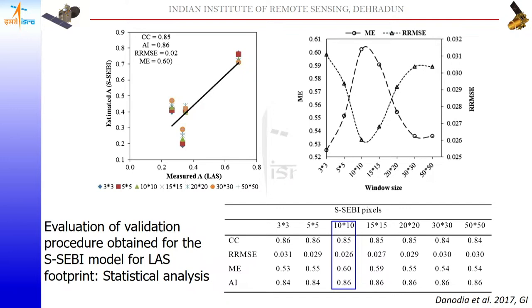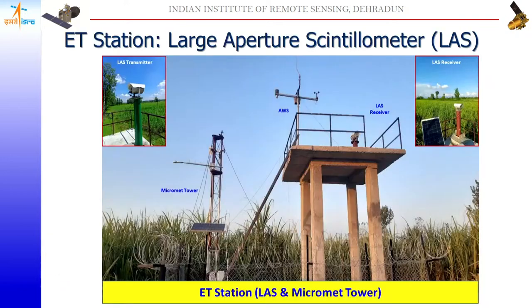So we tried a 3 by 3 window, 5 by 5 kernel window, 10 by 10, 15 by 15, up to 50 by 50. Out of that, the 10 by 10 window is best appropriate for computation in terms of using large intermediate data sets, in comparison with SEBAL model derived evapotranspiration data.